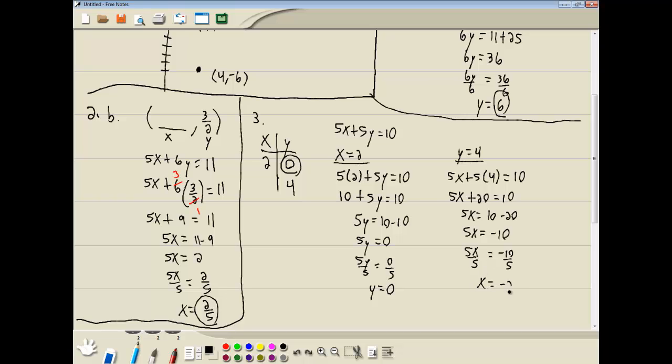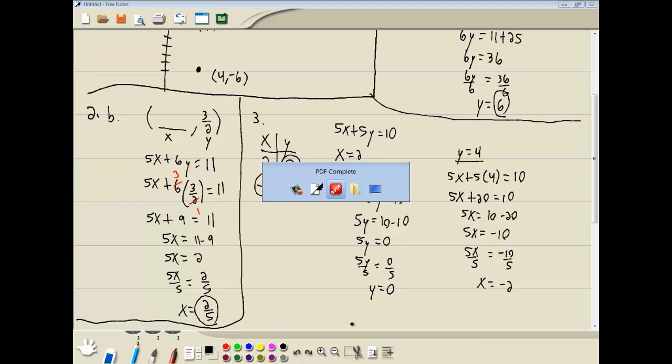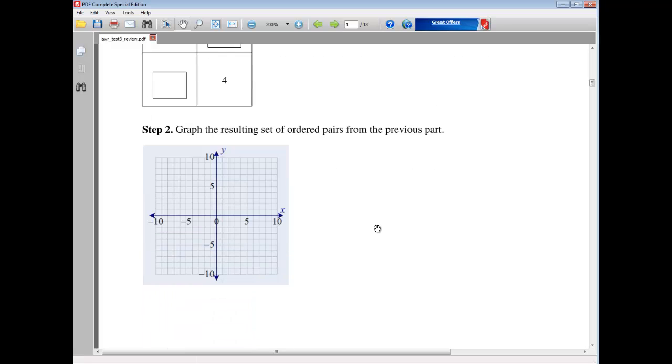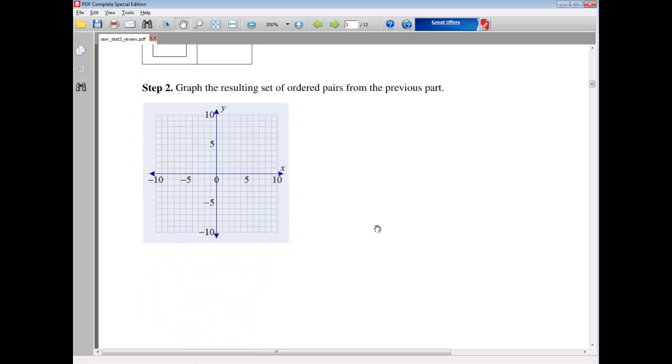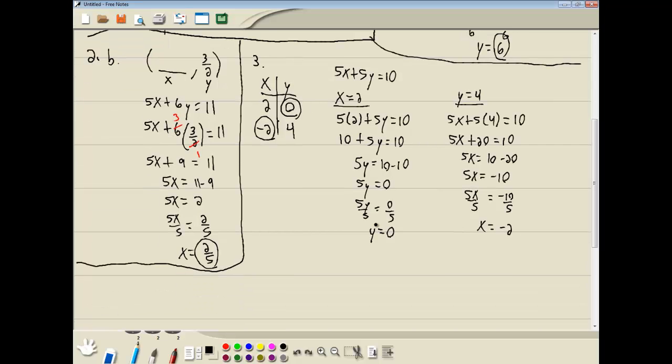And we get x is equal to negative 2. Now I believe the second part of that is they want us to graph it. Graph the resulting set of ordered pairs. So they're not wanting us to graph the line, they're just wanting to graph the points. Okay.